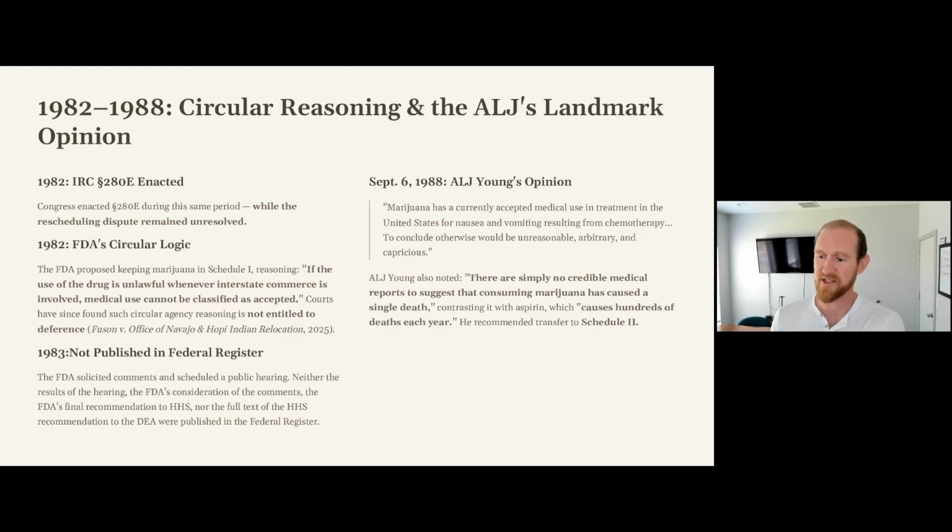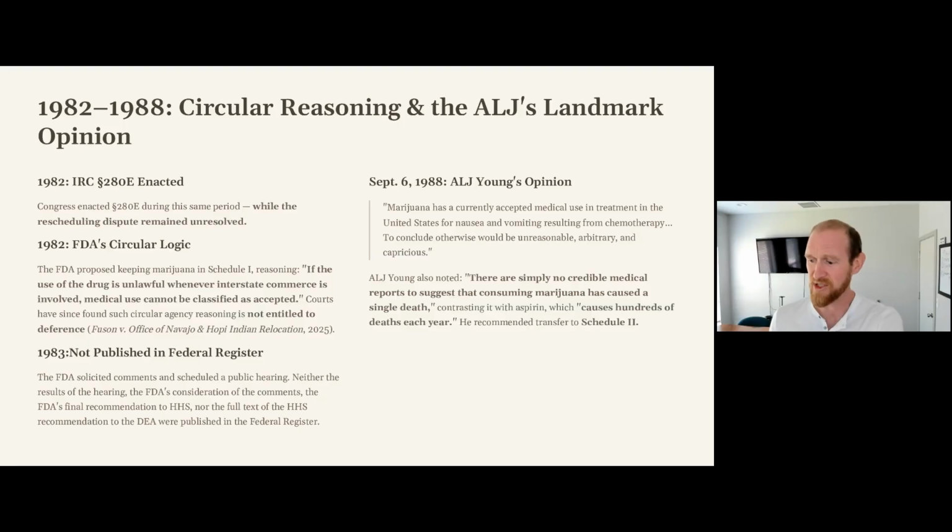If the use of the drug is unlawful whenever interstate commerce is involved, medical use of the drug cannot be classified as accepted. So it can't have accepted medical use because it can't cross state lines, so it's not like it's illegal. So how could it have an accepted medical use? That's what their logic was. It used the same tactic to assert high potential for abuse, reasoning that widespread illegal use itself established an abuse potential. So because it's a Schedule 1 substance, it's highly abused. I mean, is that insane or what?